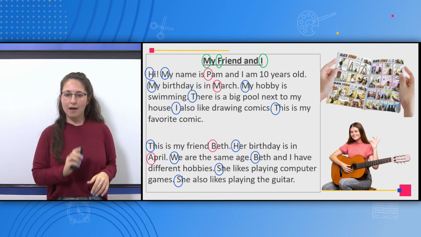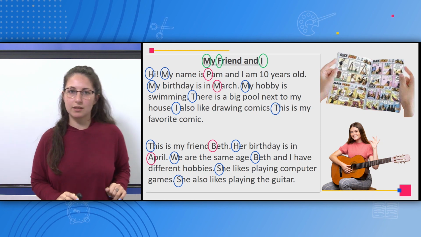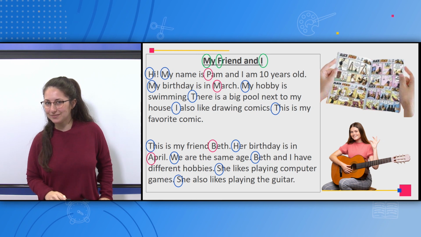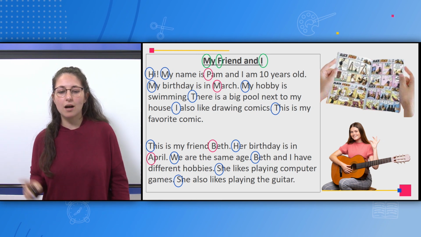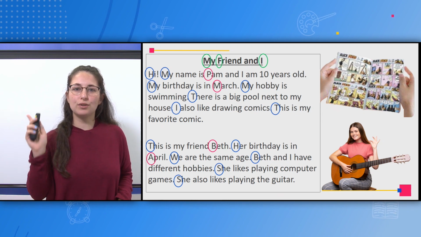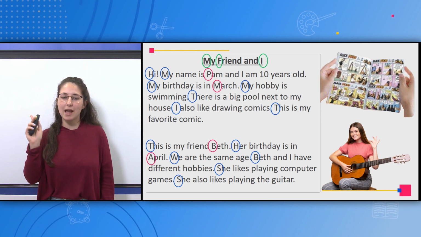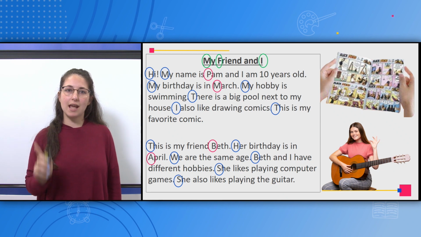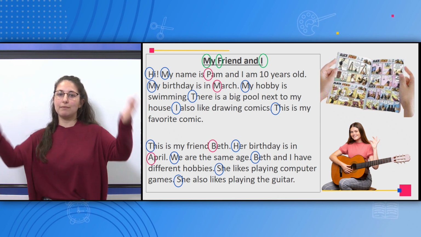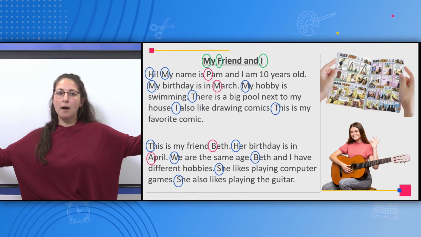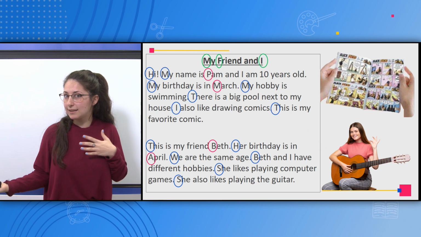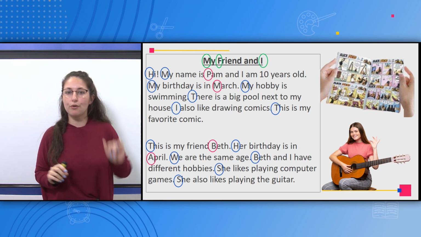And we have the pink capital letters. What are they? Do you know? I know that you know. Pam, March, Beth, April. Those are capital letters for names. Every name starts with a capital letter, so we know it's a name. Names of people, names of month, names of places like Tel Aviv, Jerusalem, New York.